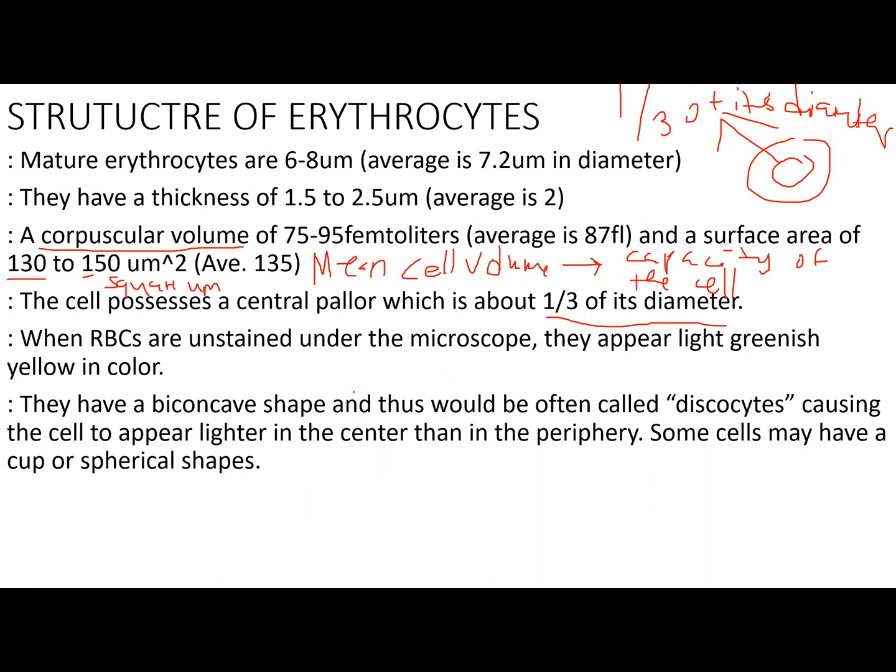Now, when RBCs are unstained, class, under the microscope, they appear light greenish yellow in color. They have a biconcave shape and thus would often be called discocytes, causing the cell to appear lighter in the center than in the periphery. Some cells may have a cup or spherical shape. So please copy.